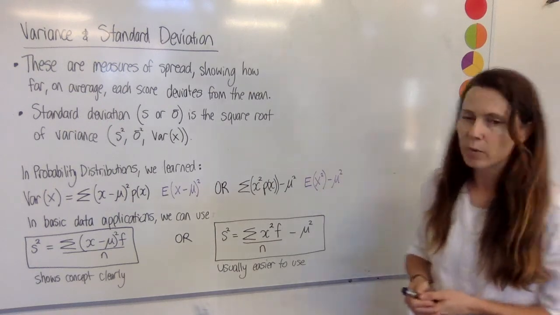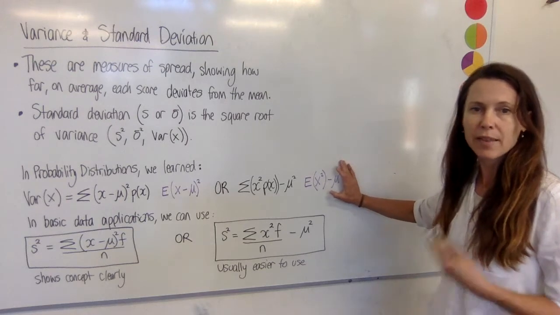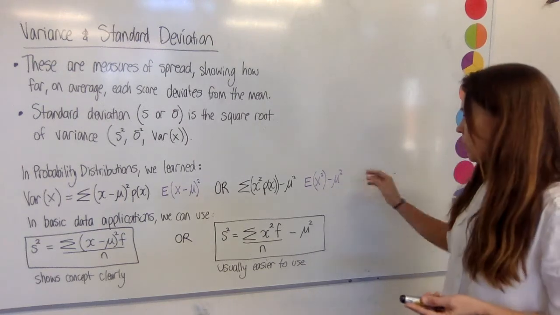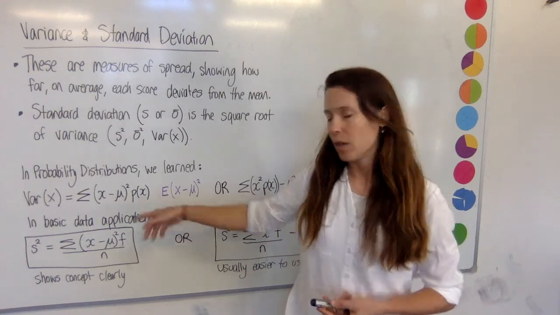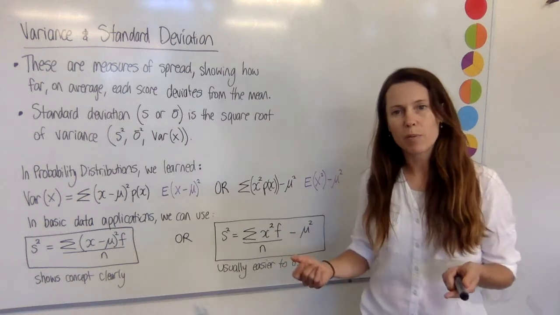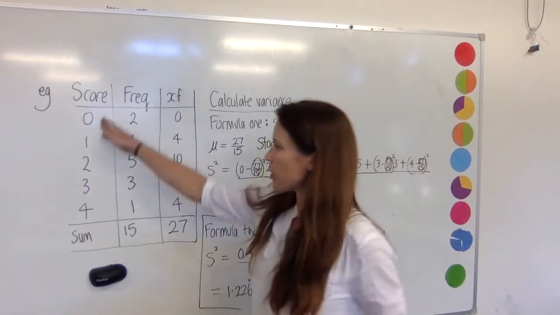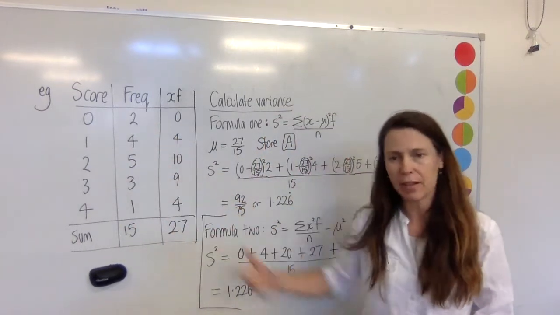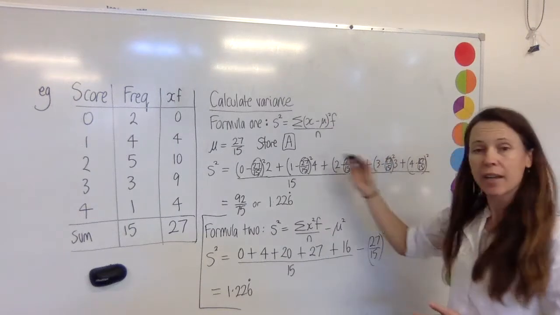Now, we don't want to reinvent the wheel. We've got these formulas all ready for variance, and they work with probability distributions where we're always using probabilities in the calculations. So when we're working with basic data applications that don't involve probability, we need to just alter these a little bit. So looking at that same data with the siblings and the number of people that had that number of siblings, we can calculate variance two ways. And this is calculating by hand.